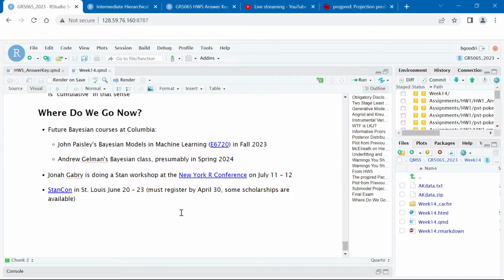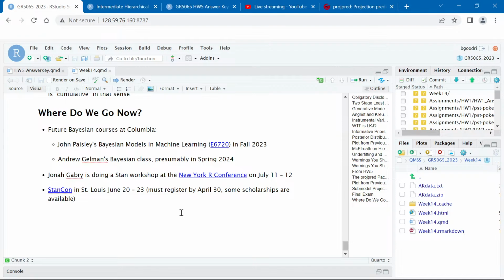I don't know when Andrew Gelman is going to be next teaching his PhD class in the stat department on Bayesian stuff. Probably next spring. It's not in the fall. But whenever that is, you're ready for that, even if you're not in a PhD program. So those are at Columbia.